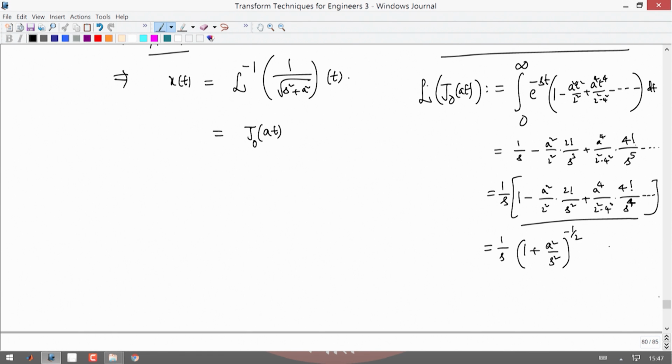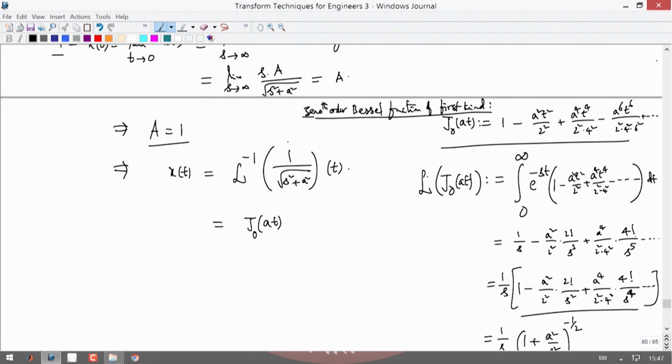Okay. So this is how you can get this, and this is exactly what you have. If you simplify, what you are seeing is 1 by square root of s square plus a square. So the Laplace inversion of this is actually J0 of at, that is what I am writing directly here.